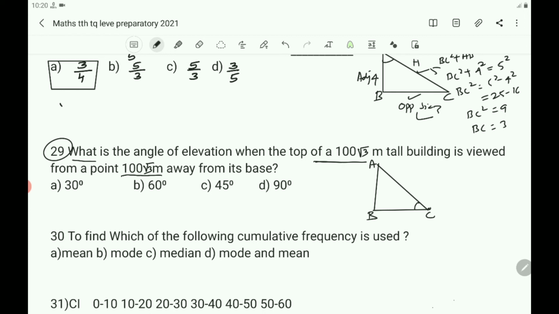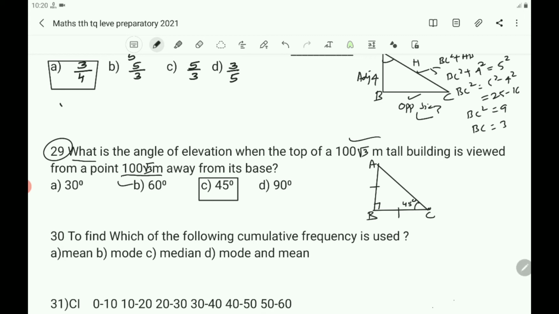This angle, you know that naturally these two sides are equal, both are 100√3 and 100√3, and this is 90, which means this is an isosceles triangle. Naturally you will get 45 degrees. Directly you can make out the answer here. You can also use the trigonometric ratio, but if you have the logic, you can make out the answer easily because it is an isosceles triangle.